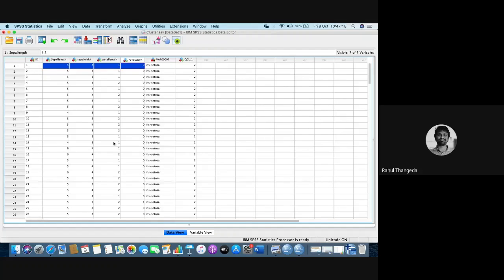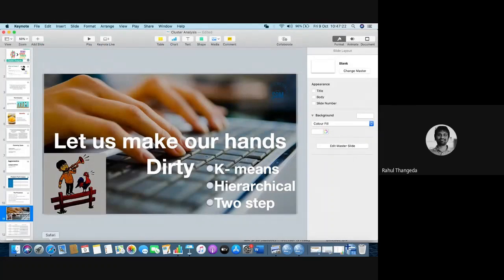This is the description of the data. Can you all please confirm if you have not yet opened the data file or if you have some difficulties?